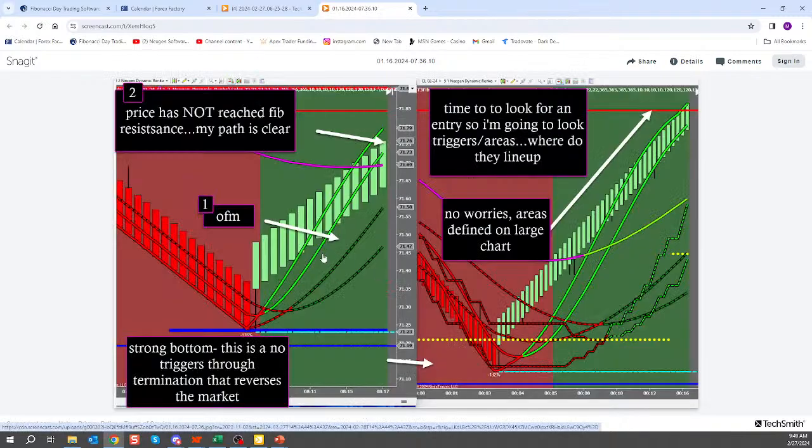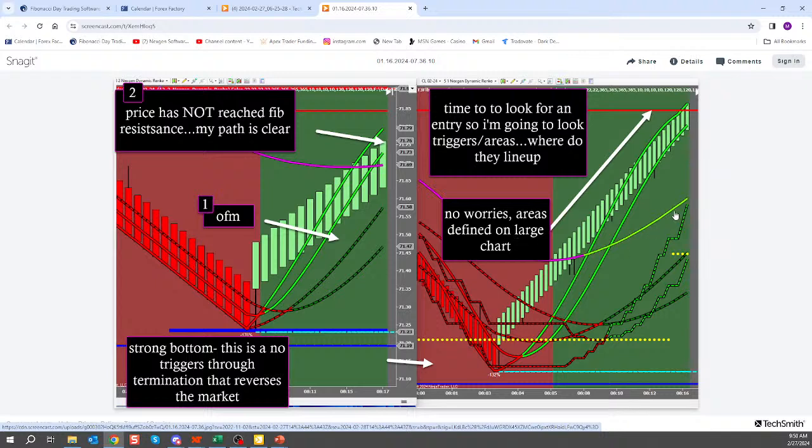Everything starts on the large chart. If a termination condition reverses the market, this adds fuel to the fire, guys. Because decisions were made to reverse the market right at a key Fibonacci area. It provided odds favorable momentum, and since it hasn't reached resistance, the path is clear. Once I have this, I'm done. I'm done on the large chart, guys. It's time to refine it.